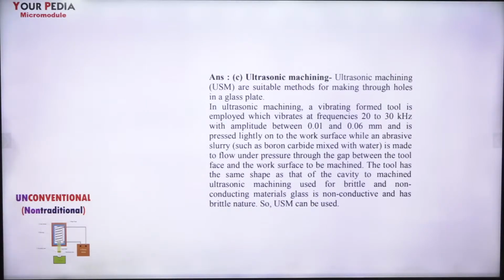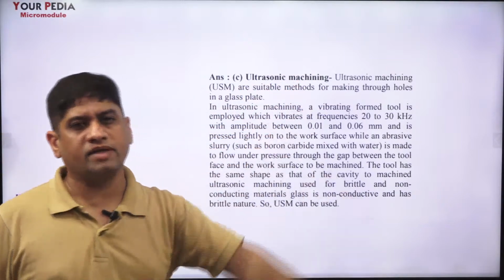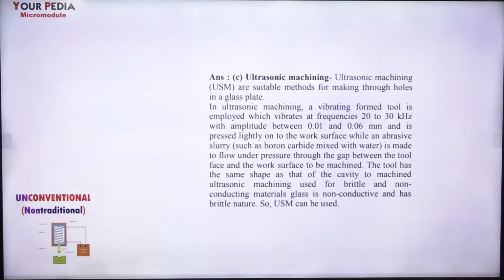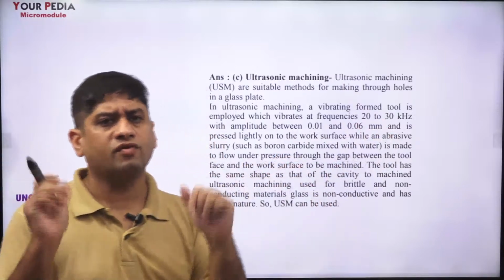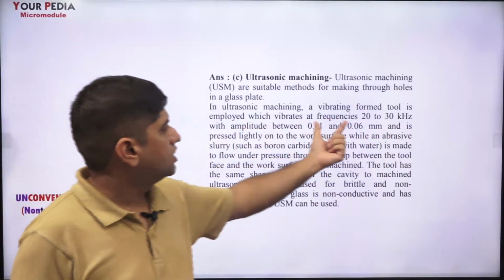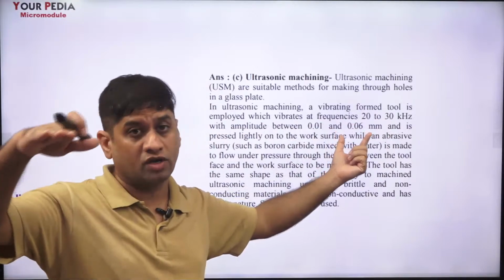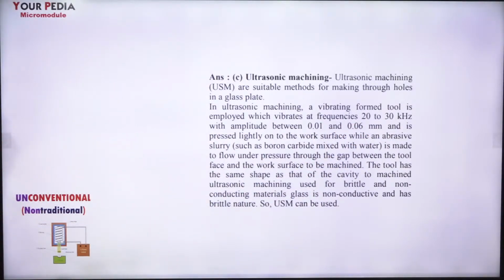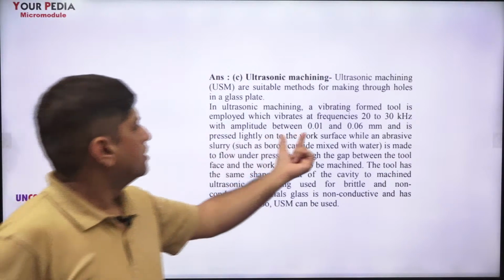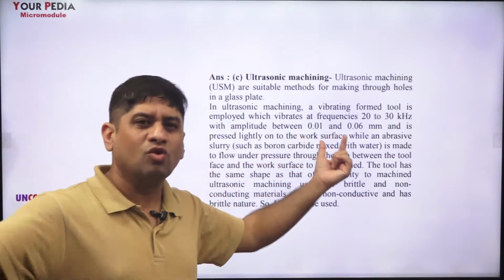Glass is a brittle material, and ultrasonic machining and abrasive jet machining, these are the two machining operations which are used to make holes in glass plate. I mean, glass is a brittle material. So in ultrasonic machining, there is a vibrating tool which vibrates at this frequency. Many exams may ask this frequency also. What is the frequency at which the tool is vibrating in ultrasonic machining? 20,000, 30,000 hertz. And amplitude is in microns, or you can say 10 micron or 0.01 millimeter.